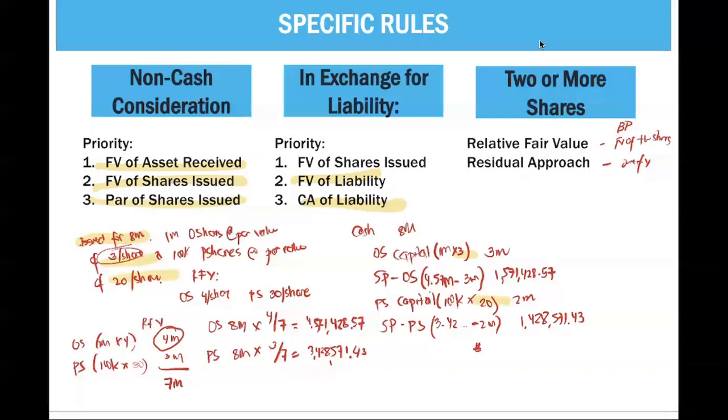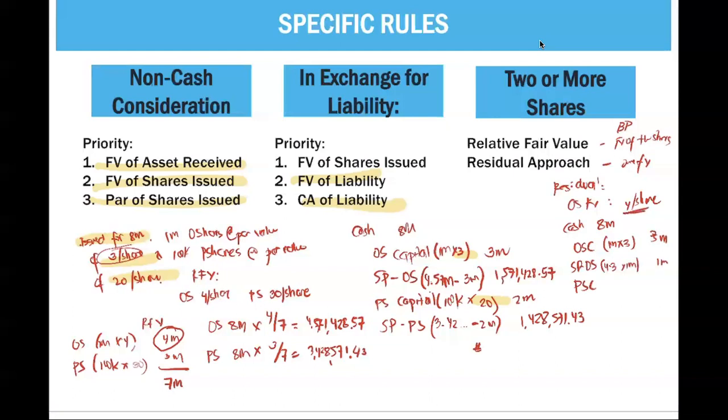How about your residual approach? So let's say in the residual approach, we only have OS fair value at 4 per share. So we can now record cash at 8 million, OS capital at par, 1 million times 3, 3 million. But since we allocate 4 pesos per share, 4 less 3 times 1 million, we have 1 million share premium OS.